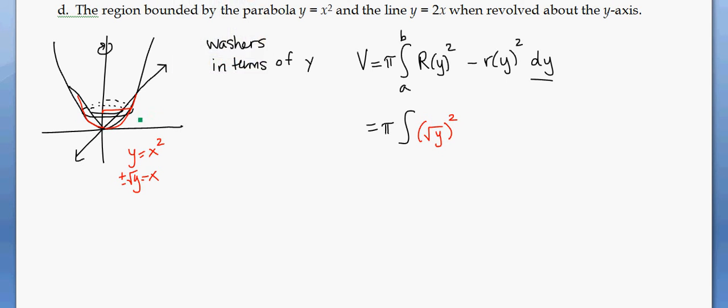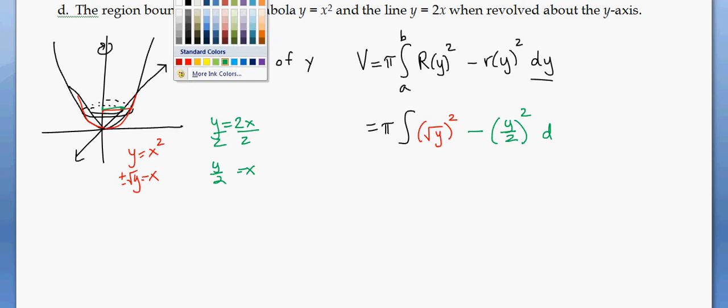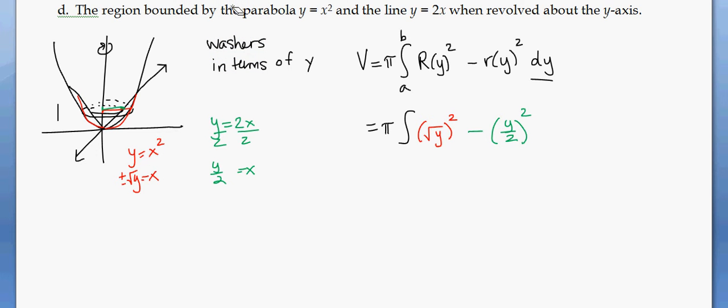And then the inner radius is the distance from the axis of rotation to the inside where the hole is. So that's the distance to the line y equals 2x. But again, we have to work in terms of y. So instead of y equals 2x, we divide both sides by 2, and we get x equals y over 2. So my inner radius is going to be y over 2, and we're going to square that. Actually, I guess I want that in black. Let's erase that.